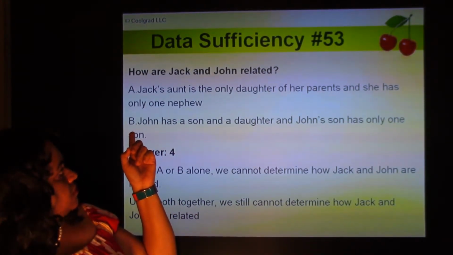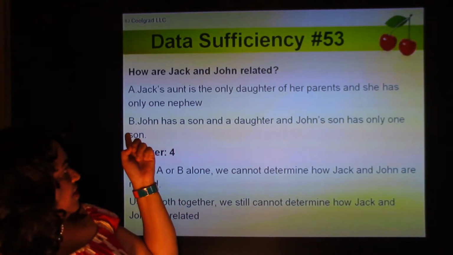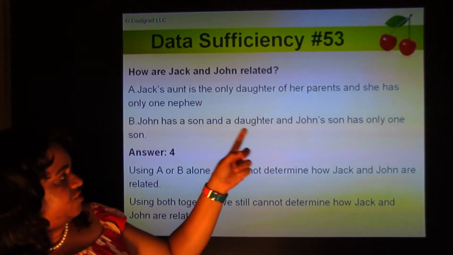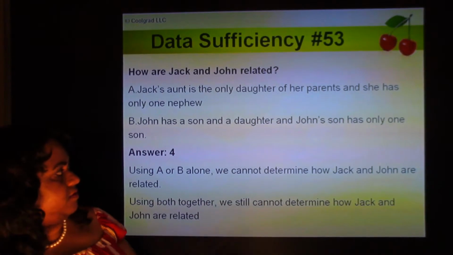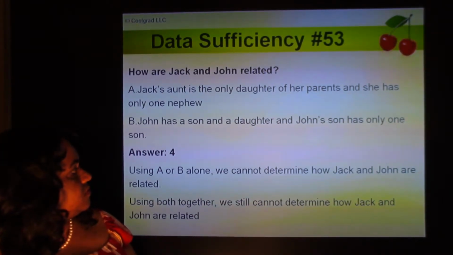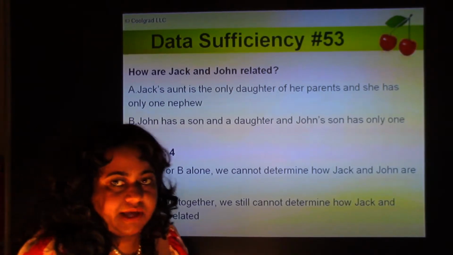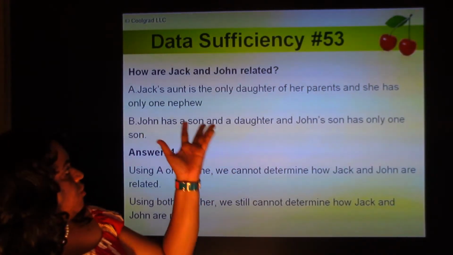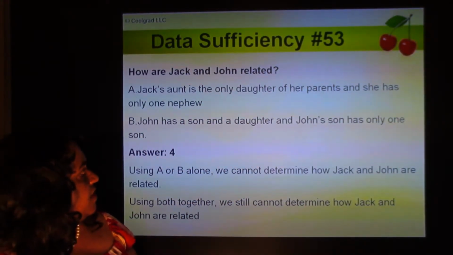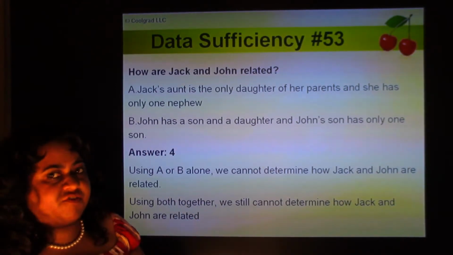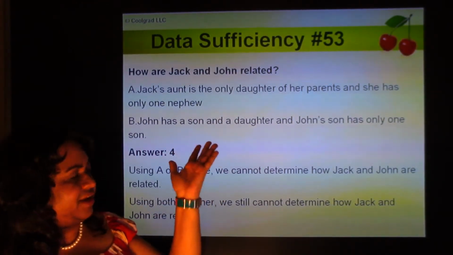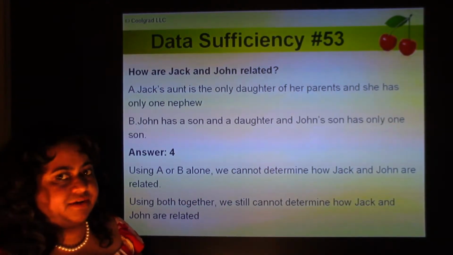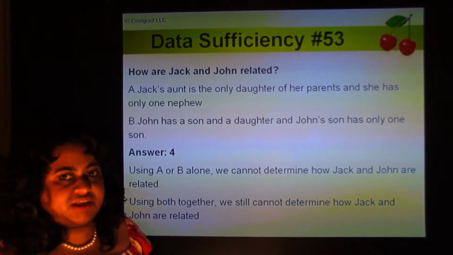We don't even know who John is from this, right? So using statement B alone, John has a son and a daughter, okay? And John's son has only one son, but we don't even know if John's son is Jack. For all you know, these statements have absolutely no correlation to each other. John's son and daughter may be a completely different family. Jack's aunt is maybe a different family. They're not even related here. So using both the statements together, we still can't say how Jack and John are related. So we pick option 4. Both the statements together are insufficient.